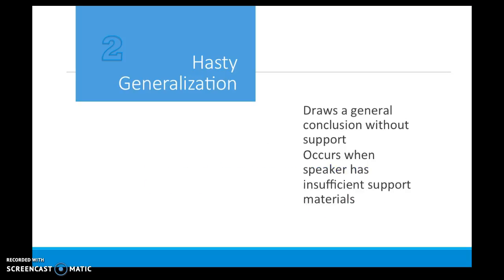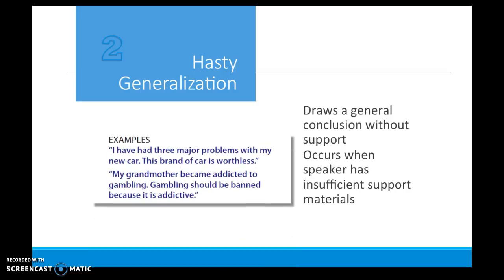Hasty generalization. This is when you draw a general conclusion without support. It occurs when speakers have insufficient support materials. Here are some examples. I have had 3 major problems with my new car. This brand of car is worthless. There's no support. My grandmother became addicted to gambling. Gambling should be banned because it's addictive. Again, you can't just generalize based on one situation.